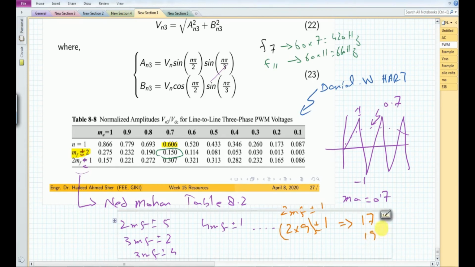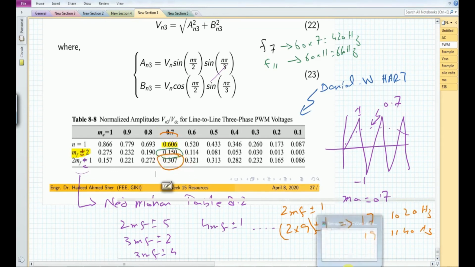So the 17th harmonic means that we should see a frequency at 1020 hertz, and also we should see one at 1140 hertz. At 1140 hertz we should see amplitudes which are greater than the amplitudes at f7 and f11, that is equal to 0.30, sorry, this is 0.307. So if we see here, we should get 30 volt for 1020 hertz and 30 volt for 1140 hertz.